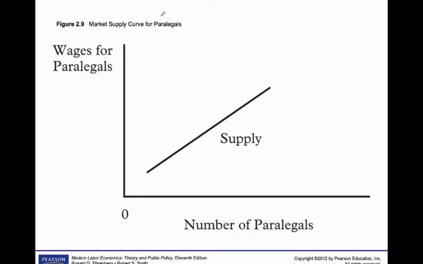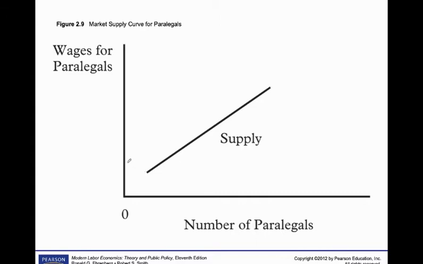Paralegals are the assistants to lawyers. So this is the supply curve. The labor supply curve is an upward sloping curve. It shows a positive relationship between the wage rate and the supply of labor.